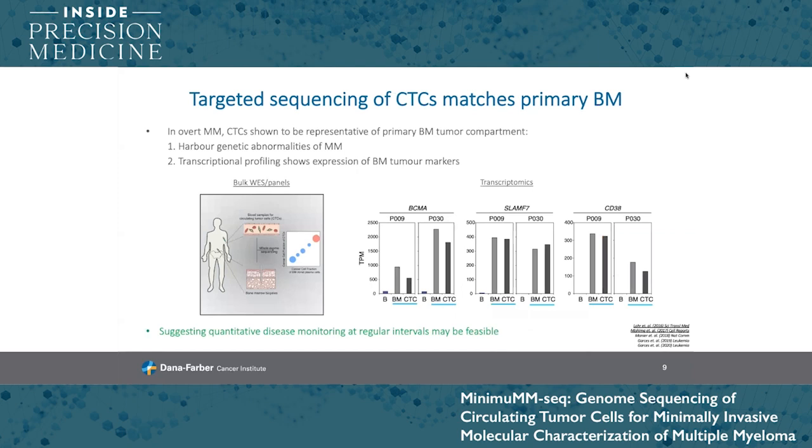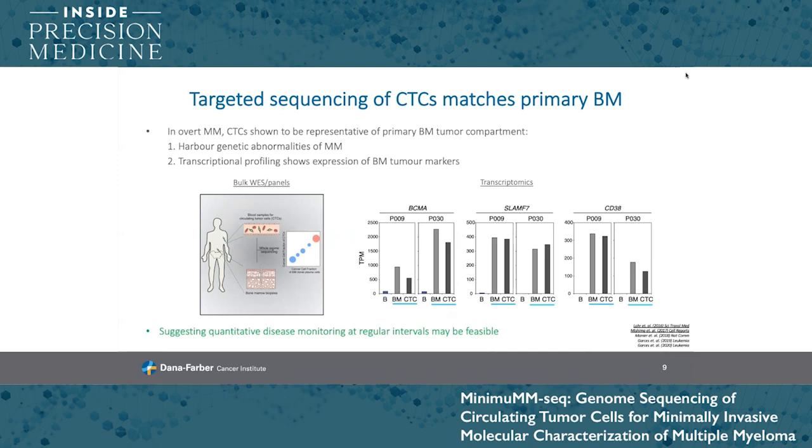Targeted sequencing studies of CTCs have shown that CTCs match the primary bone marrow compartment. In the overt myeloma setting, CTCs have been shown to be representative of the primary bone marrow tumor cells, with whole exome sequencing showing that CTCs harbor genetic abnormalities of myeloma, including clonal driver mutations and copy number abnormalities. And furthermore, transcriptomic profiling has shown that CTCs express bone marrow tumor markers such as BCMA, CD38, and SLAMF7.